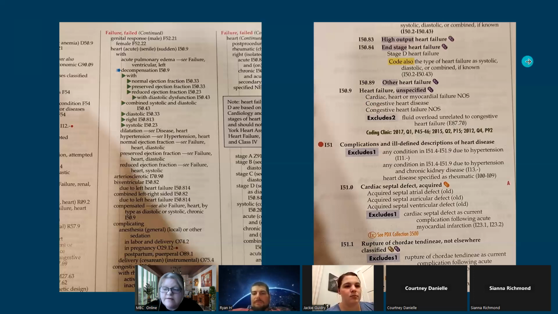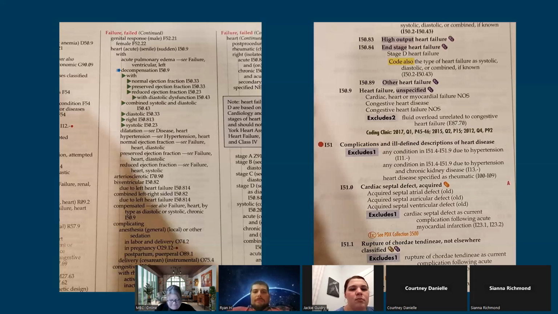I'm on page 903, and it's I50.9, heart failure unspecified. And then you go a little bit underneath it, it says Excludes2, fluid overload related to congestive heart failure. So if it says fluid overload as a diagnosis, we wouldn't use the I50.9, or is it telling us to use E87.70 on page 903?